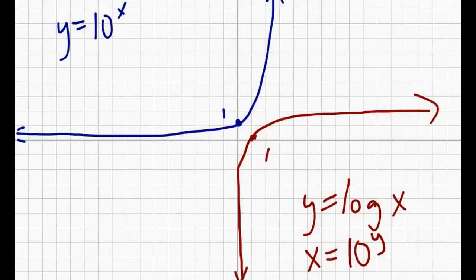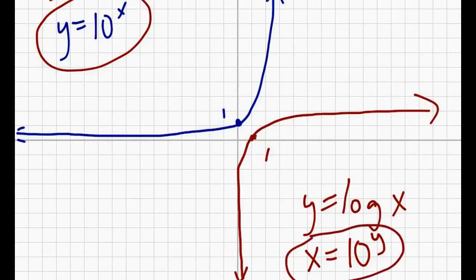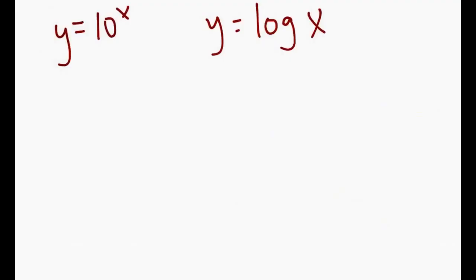So if you compare the two graphs, the original graph, y equals 10 to the x, the blue one, and the new graph, the red one, x equals 10 to the y, you can see that they're basically the same equation, just sort of the x and y have traded spots. So because of that, we can always convert from one equation to the other.